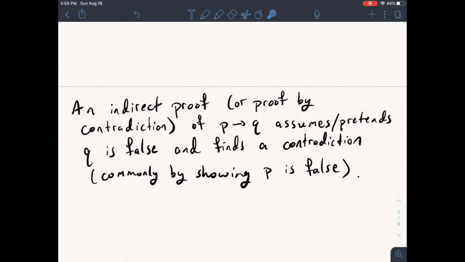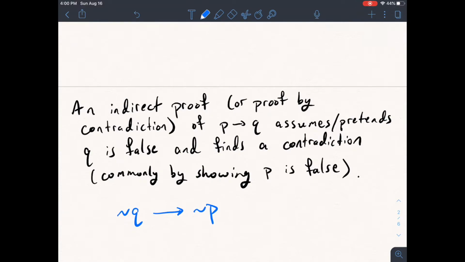Commonly, the contradiction that people will find is, all right, what if P is true and Q is false? Well, the contradiction that they would find is that P is actually false. So they don't actually use the fact that P is true in their reasoning. What they're actually doing is assuming that not Q is true. They're assuming that Q is false, which means that not Q is true. And then they follow some train of thought to show that not P is true. So P is false, not P is true. Negation of P is true.